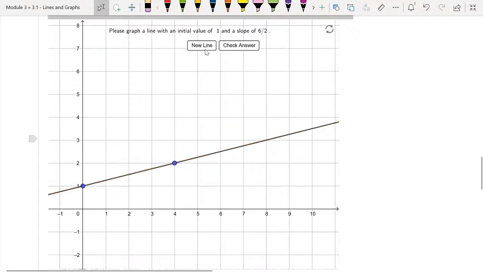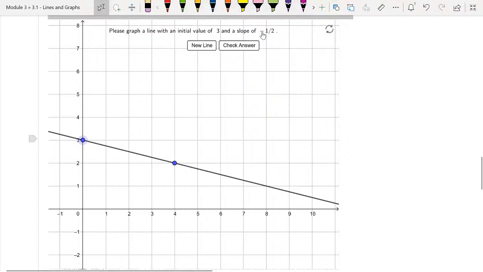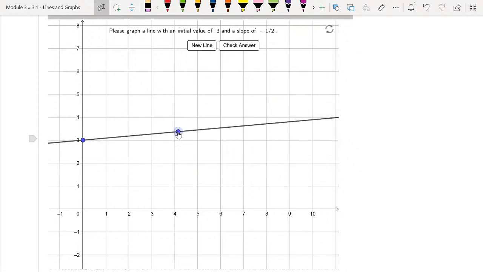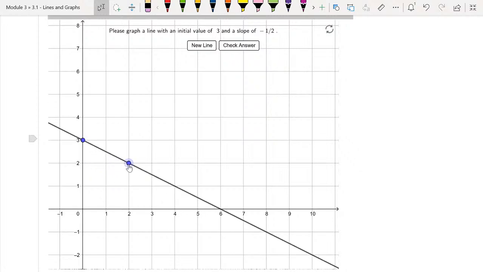And if you're right, well, then you're just going to be right. But now it has a new one for me with an initial value of 3. And this has a slope of, I don't know if you can see that, but it says negative 1 over 2. Can you see that? The fact that it's negative means that this line should be going down like this, right? So it should be going down by 1 and over by 2. So like that, right? Does that make sense? If I check my answer, bingo, it likes it.